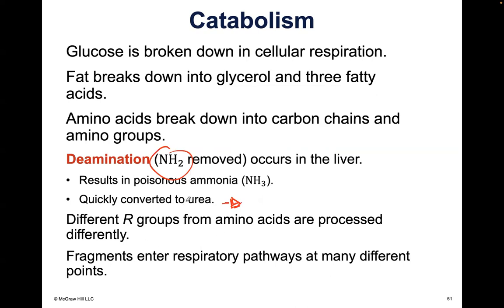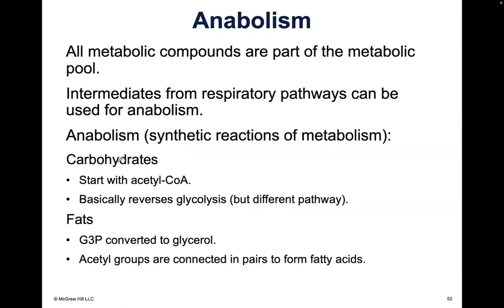Different outgrowths from the amino acid are processed differently. If you have different outgrowths, the procedure of processing them is not the same. The fragments enter the respiratory pathway at many different points. The meaning is that the fragments go through the respiratory pathway, not all at the same point. So what about anabolism? All of the metabolic compounds are part of the metabolic pool. The intermediates from the respiratory pathways can be used for anabolism.